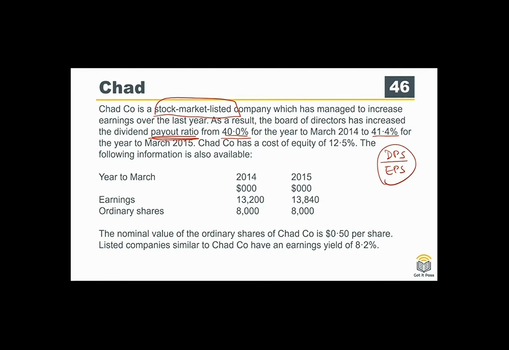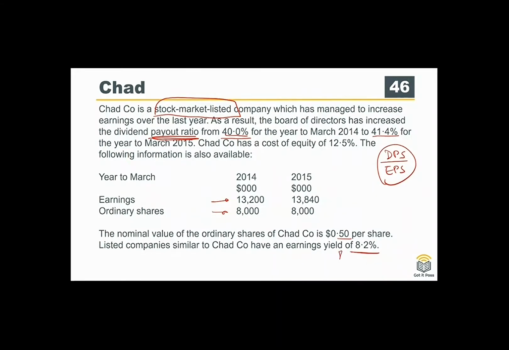And chart company has a cost of equity of 12.5%. The following information is also available. So you know the company's earnings. You also know the number of shares issued, and you are also given the information that the nominal value of the ordinary shares is 50 cents per share. And a listed company similar to chart company has an earnings yield of 8.2%.